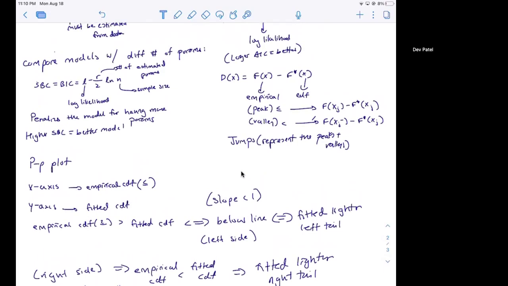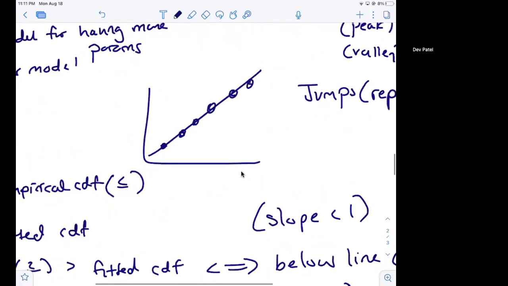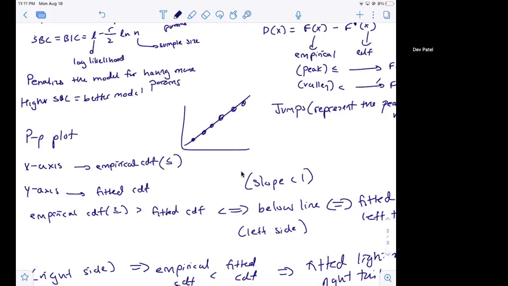PP plot is a plot of the empirical CDF on the x-axis versus the fitted CDF. And how do you know if this is a good fit? Well, you have the diagonal line. What do points on this diagonal line represent? These represent when the empirical CDF is the exact same as the fitted CDF. And that means our model is a good fit, right?